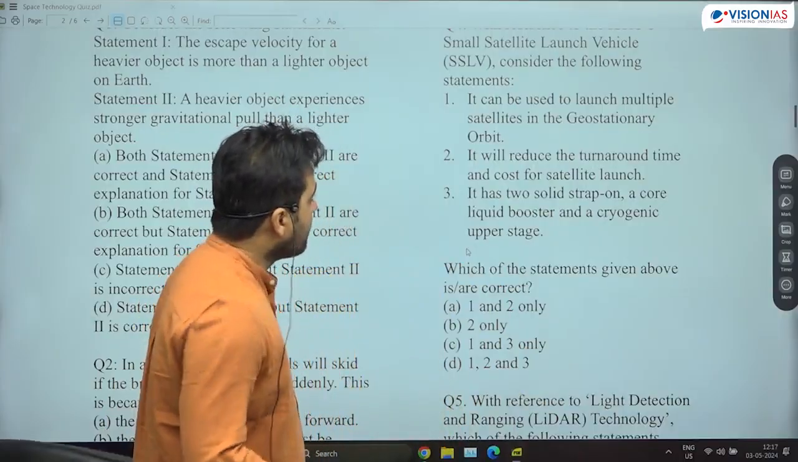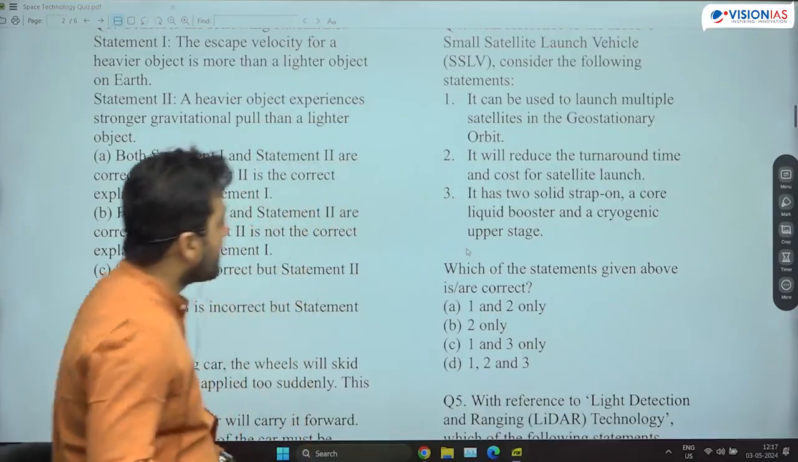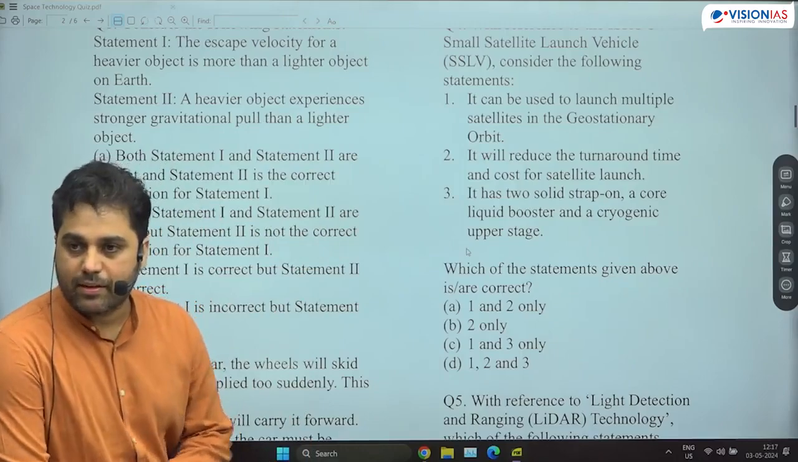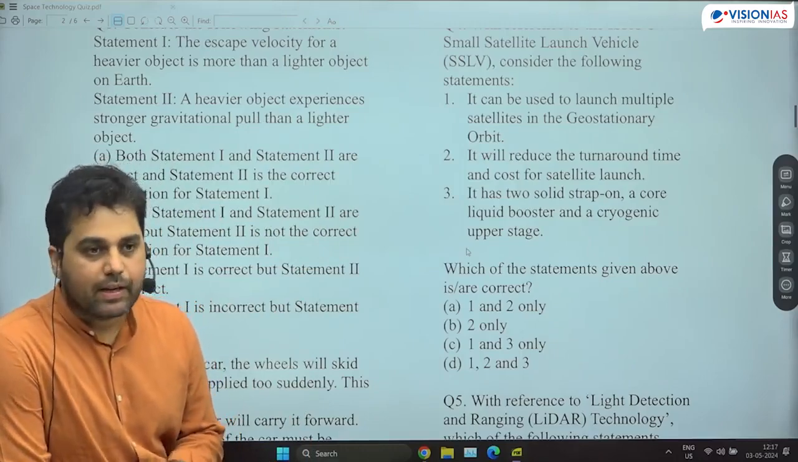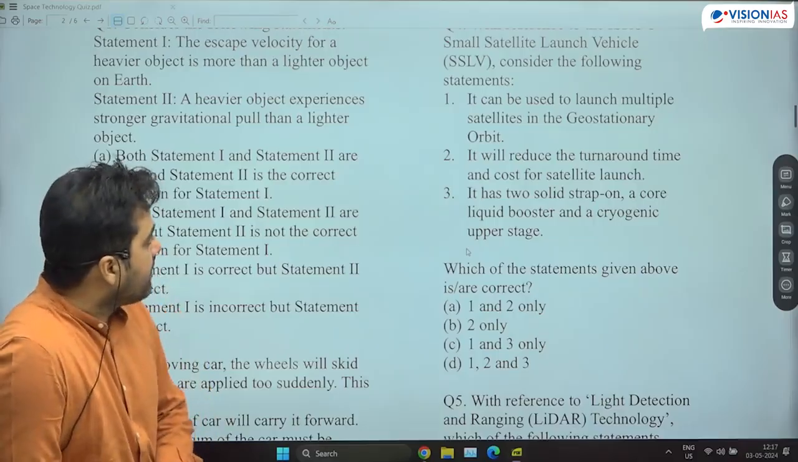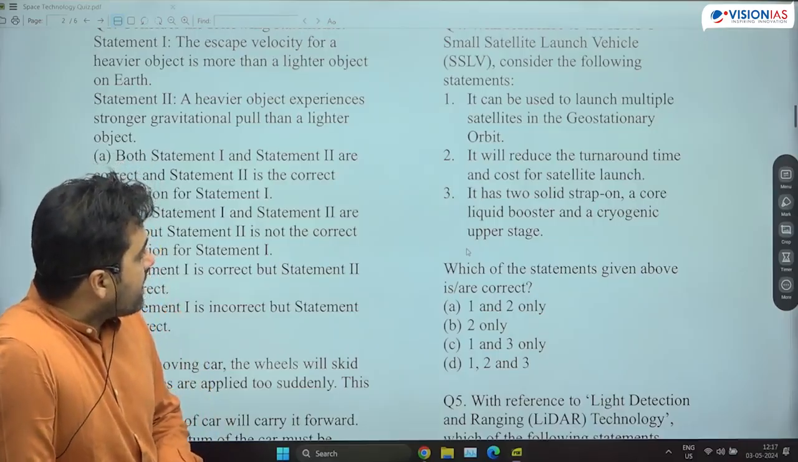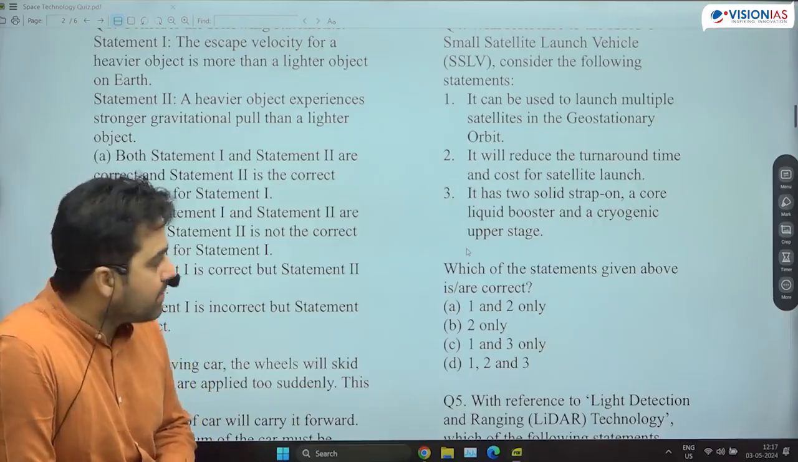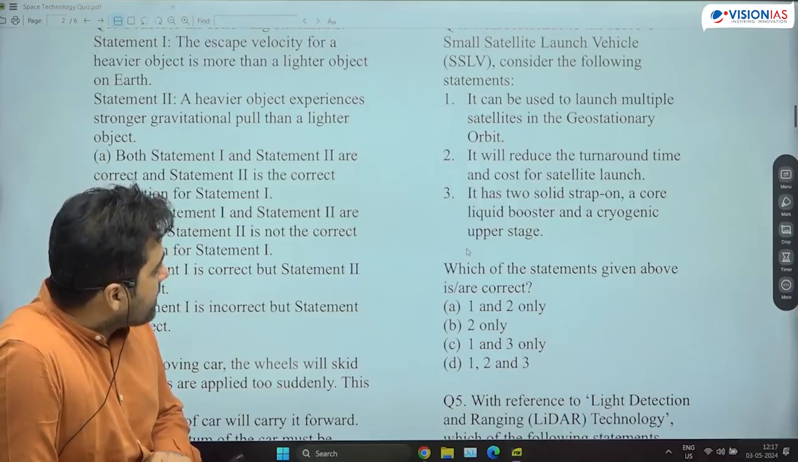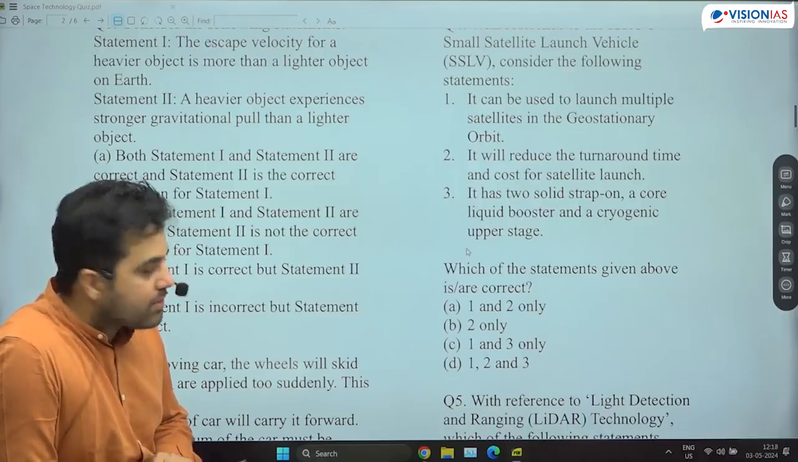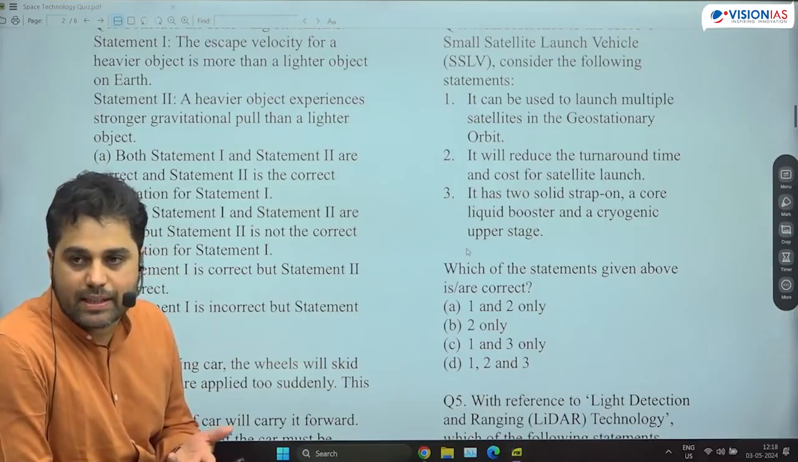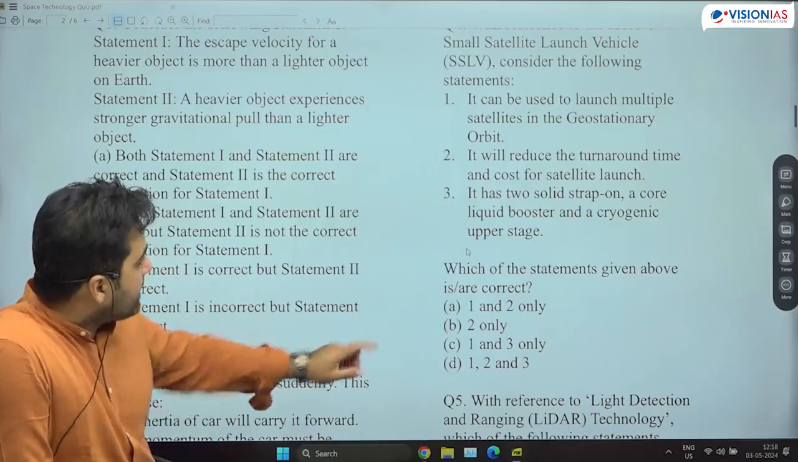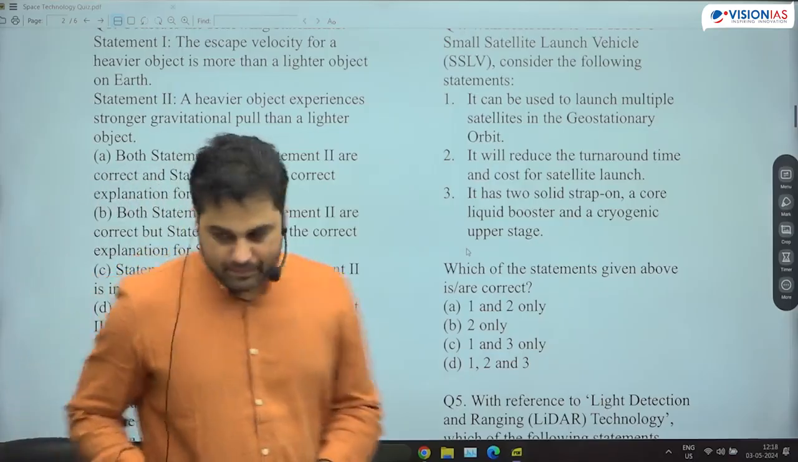Small satellite launch vehicle. It can be used to launch multiple satellites in geostationary orbit? It does not have that much capacity. Small satellite launch vehicle capacity is 500 kg, 500 km. It will reduce the turnaround time and cost for satellite launch. That was the precise purpose of small satellite launch vehicle. It has 2 solid strap-on, core liquid booster, cryogenic upper stage? Not at all true. It has 3 stages, solid fuel. Only 1 is correct. 2 only is the correct answer.